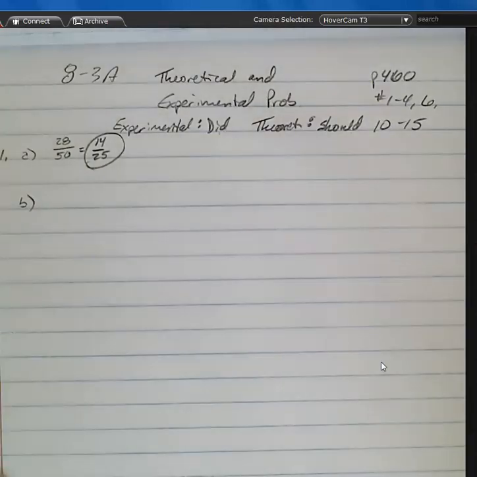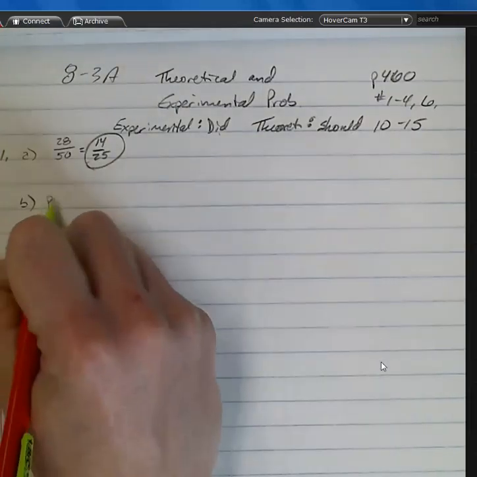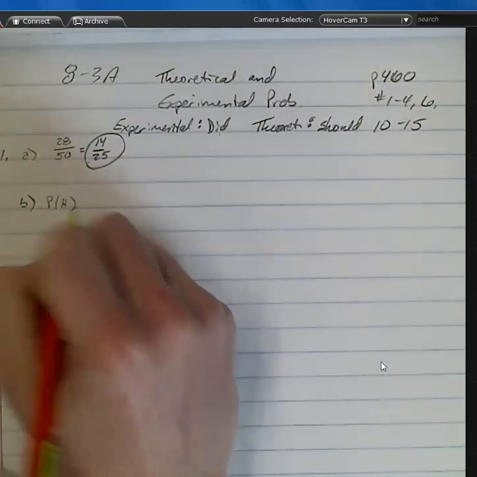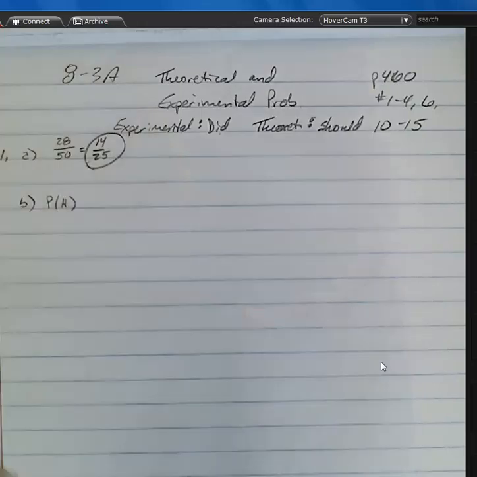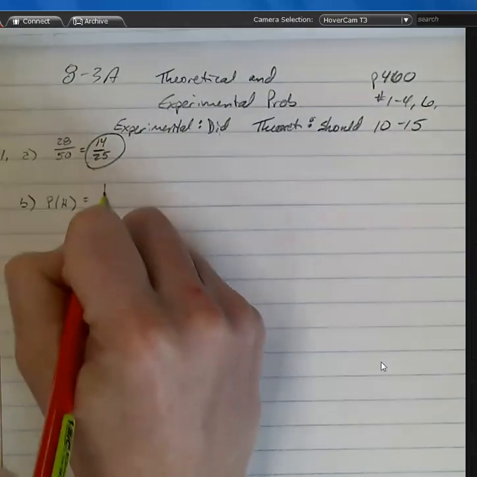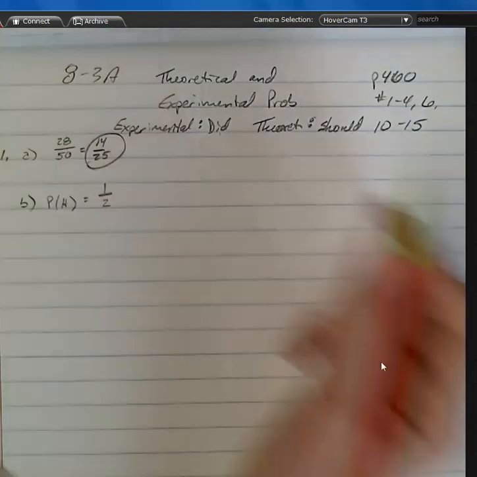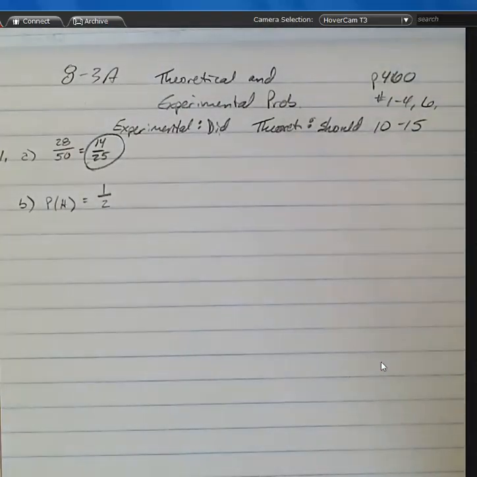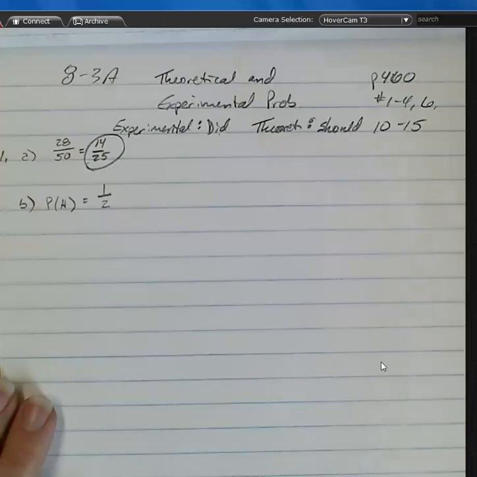B says find the theoretical probability of the coin landing on heads. Which is, well, how many ways? Should. Yes, it's what should happen. How many ways can a coin land on heads? 1. Out of how many total ways can a coin land? 2. Now it says for C, so this is what should happen. About half of the time it should be heads, right?